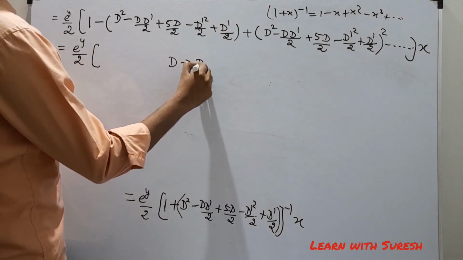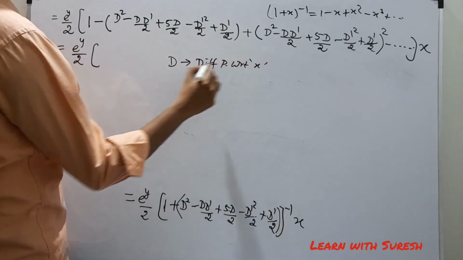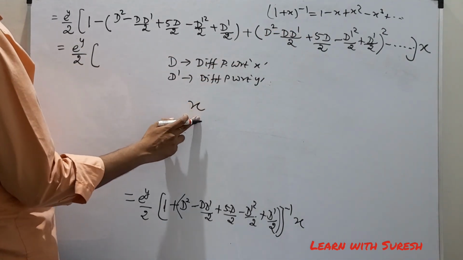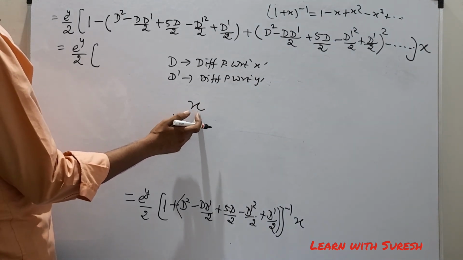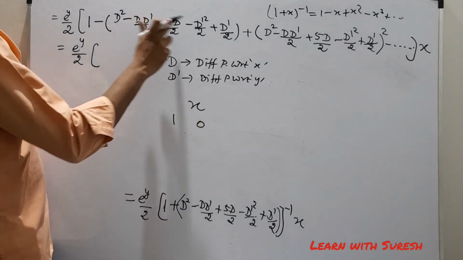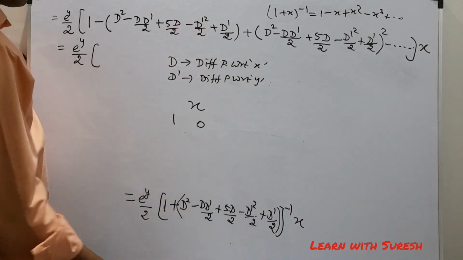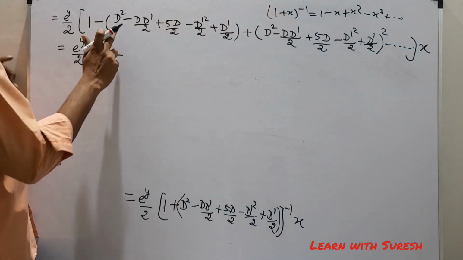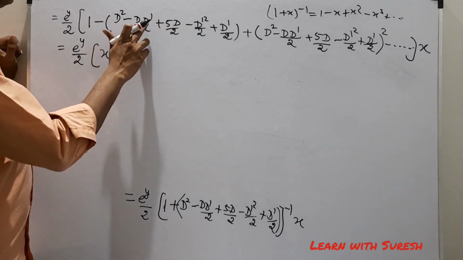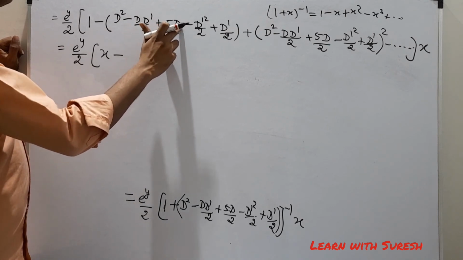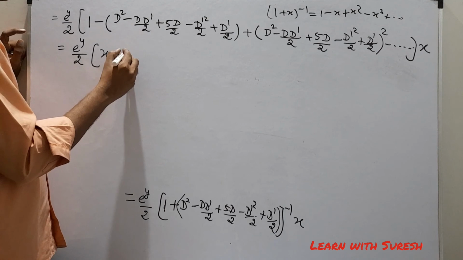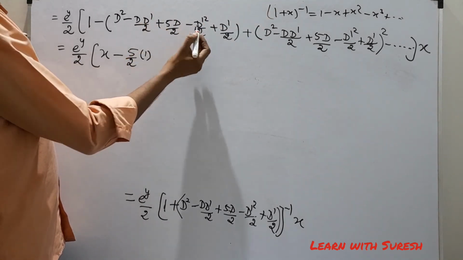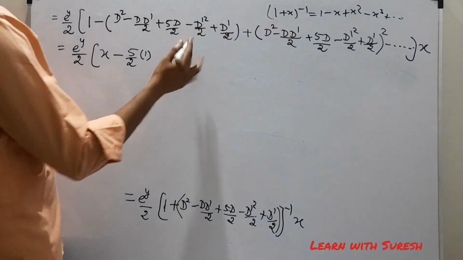We know D means differentiation partially with respect to x. D' means differentiation partially with respect to y. Now we have the term x; differentiate partially with respect to x, you will get 1. Differentiate x partially with respect to y, you will get 0. D² means twice differentiation with respect to x, D'² twice differentiation with respect to y. Now multiply 1 into x minus D² of x, which is 0, DD' is 0, and 5/2 D of x, where differentiation of x is 1. So this term should be included: minus into plus, minus 5/2 D of x, and differentiation of x is 1. D'² of x is 0, and D' of x is 0.